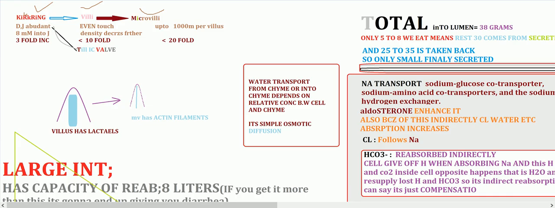All right, Kerckring's folds. Let's start from this. Kerckring's folds are big folds. You can search in Google to see a picture of them. So they are circular folds surrounding the lumen of your small intestine.